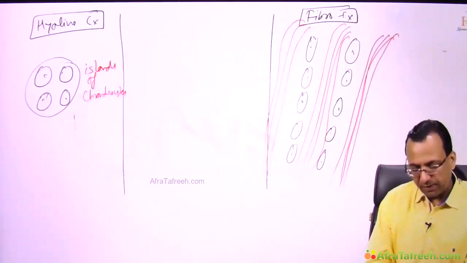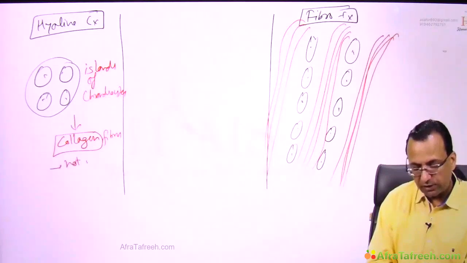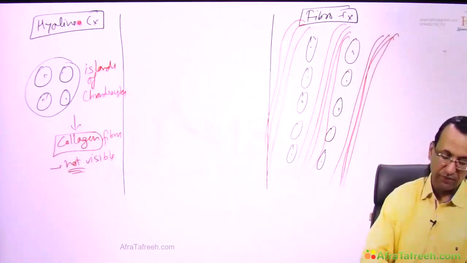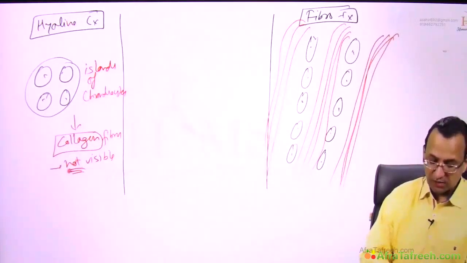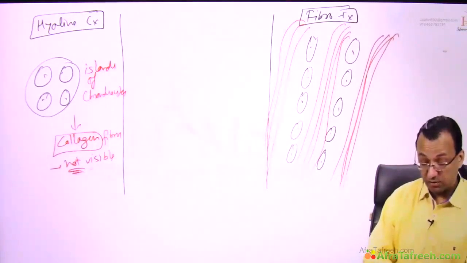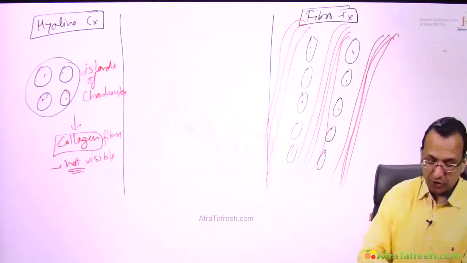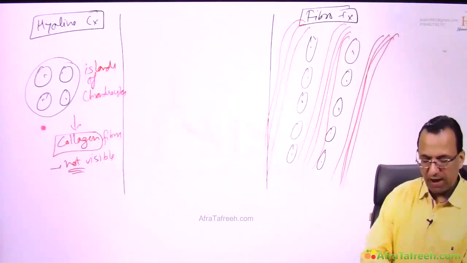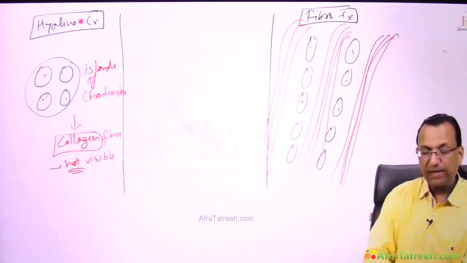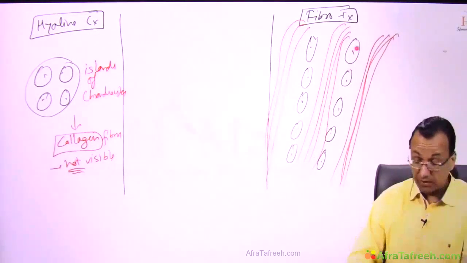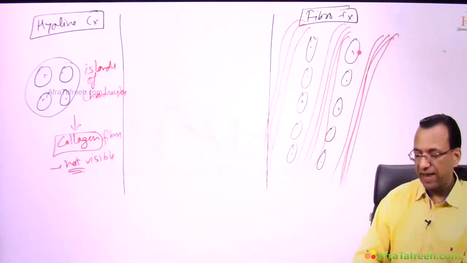What about the collagen fibers here? Collagen fibers are there, but they are not visible. Why are they not visible in hyaline cartilage? Because the refractive index of the collagen fibers is the same as the matrix, so they are not visible. They are hyaline. So a bunch of chondrocytes with no evident fibers, a glassy appearance, is hyaline cartilage. If you have alternating bundles of collagen fibers with the chondrocytes running in lines, it is fibrocartilage.